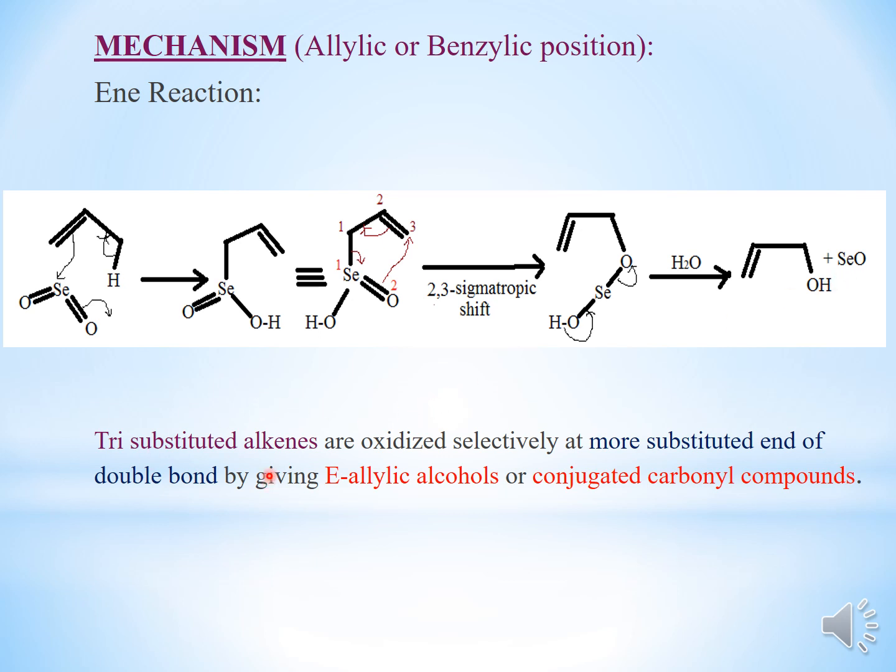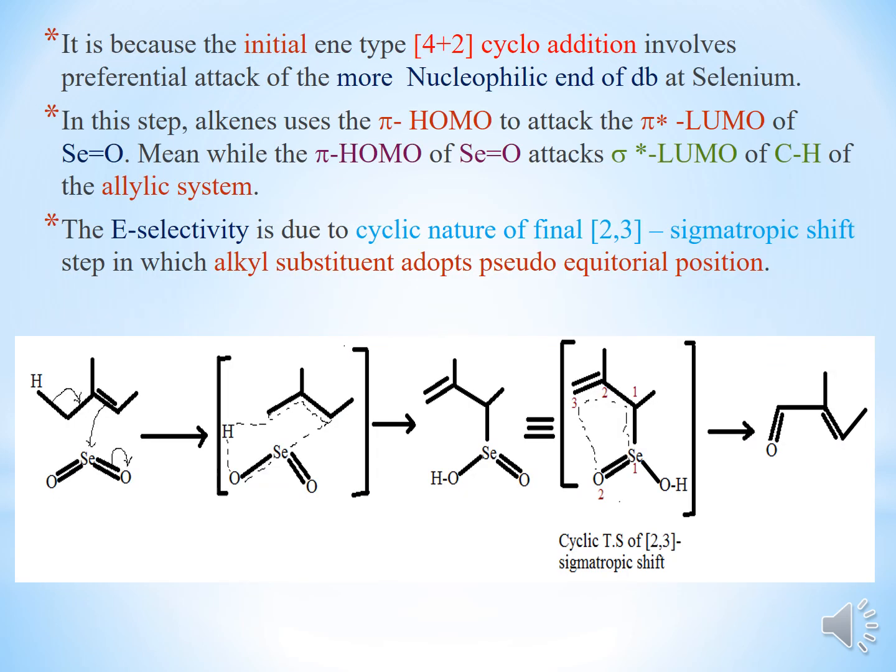And then moving on to the next point, if the trisubstituted alkenes are oxidized selectively, then the more substituted one. I'll move on to the next slide, so I will show you that reaction. The most substituted double bond end will get affected. Okay, so that will result in the alcohols or the carbonyl compounds. So here is the reaction. First you have to know why it is happening. So I will tell you what the reaction will be.